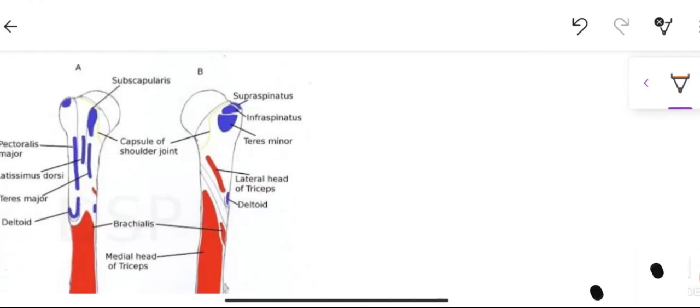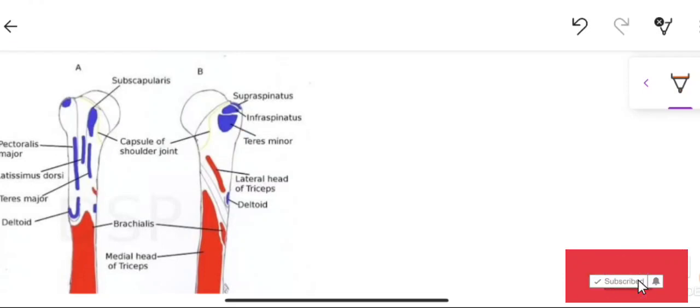So in this video we are going to talk about the muscles attachment to humerus. In earlier video we talked about the features of humerus bone, its structure and its location on humerus bone. And in this video we will talk about muscles attachment to humerus bone.